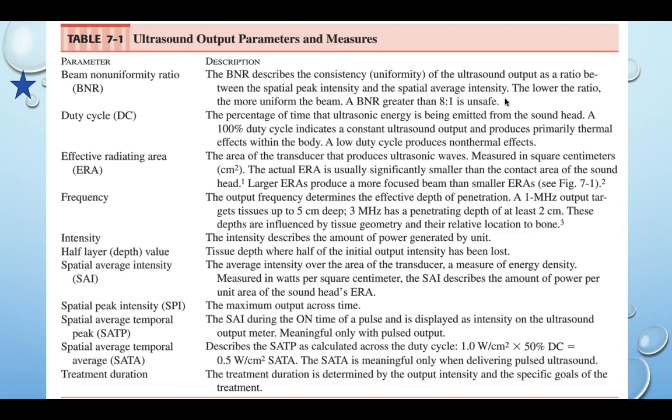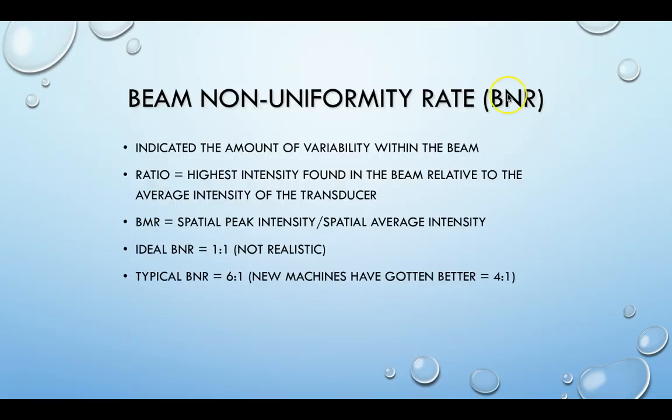One thing to note, a BNR greater than 8:1 is not allowed on the market. It's considered unsafe. So let's talk about this. Again, it's the amount of variability within the beam, and it's measured in a ratio. So it's the highest intensity found in the beam relative to the average intensity of the transducer. So the average power and intensity over the ERA of that crystal, compared to some point in that beam where there's a peak, and how high is that peak?